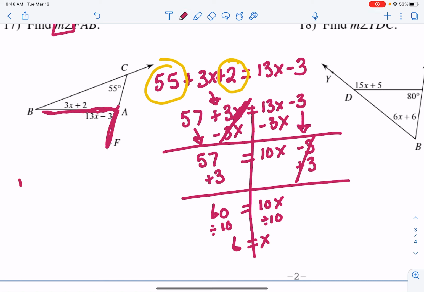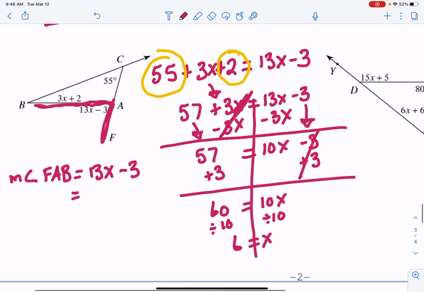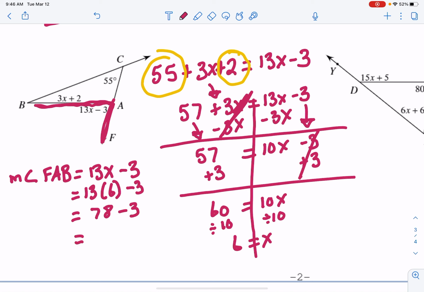So I'm going to just kind of rewrite this over here. Measure of angle FAB equals 13x minus 3. But now we know what x equals. We just found it. x equals 6. So we're going to substitute in that 6 for the x. So when I rewrite it, I'm going to write 13 times 6 minus 3. And then we can simplify. 13 times 6 is 78. 78 minus 3 is 75 degrees. And that is the measure of the angle we're looking for.